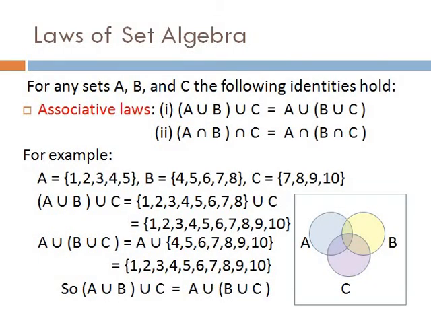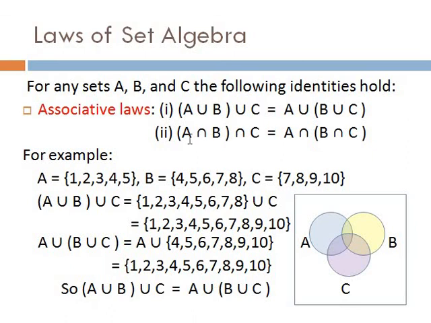So the next law is our associative laws. For any sets A, B and C, the following identities hold. A union B union C is always equal to A union B union C, grouped either way. In the Venn diagram, if you take first the union of A and B, then the union with C, the total shaded portion represents the set. Similarly, if you take first the union of B and C and then the union with A, it represents the total set A, B and C.